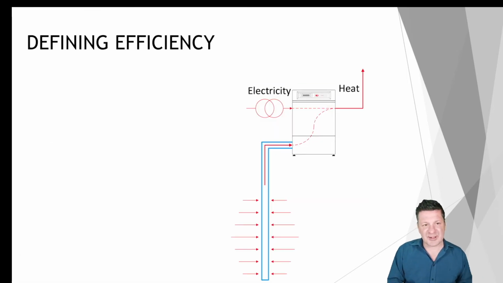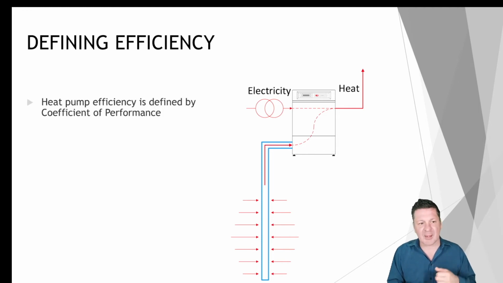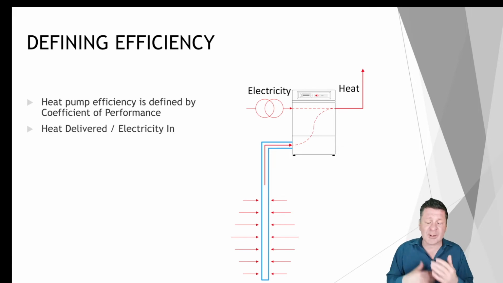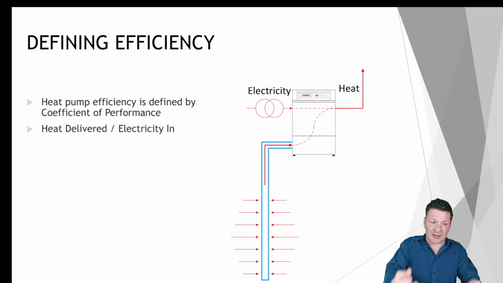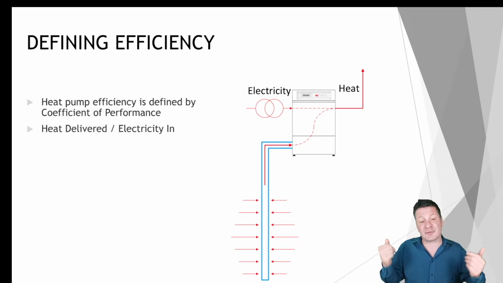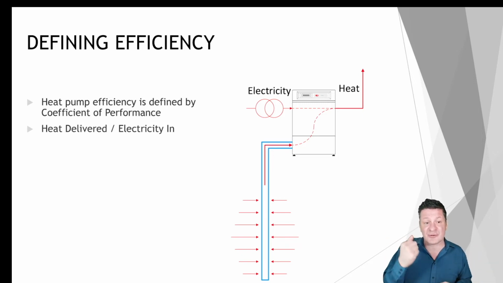So let's now deal with how we define efficiency of a heat pump system. And it's defined by a term called coefficient of performance, COP. What I like to think of is, what is a customer going to be interested in? Well, I'm interested in how much heat is delivered into my property and how much electrical energy is being consumed to do that. And if we divide that heat delivered by the electricity in, then we get coefficient of performance.